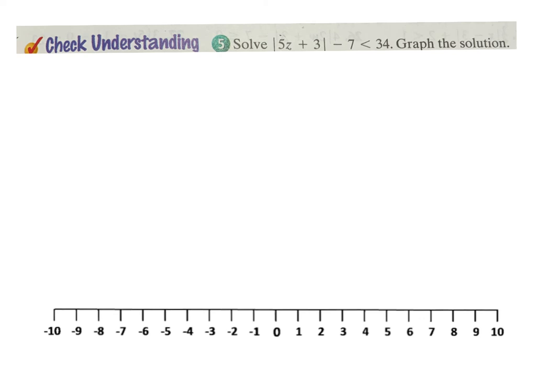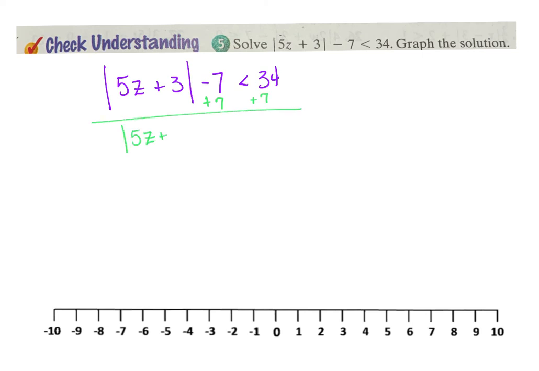All right, let's look at this one together. We have the absolute value of 5z plus 3, minus 7, is less than 34. We need to get this by itself first, so I'm going to add 7 to both sides. I will get the absolute value of 5z plus 3 is less than 41. So now that it is by itself, I can see this is a less than. This is going to be an AND problem. So I have 5z plus 3 is less than 41, and 5z plus 3 is greater than -41.